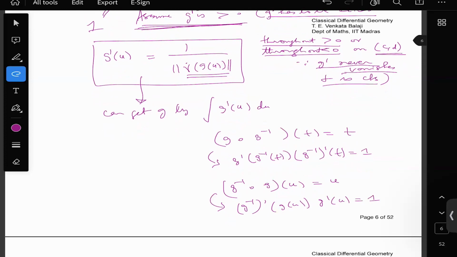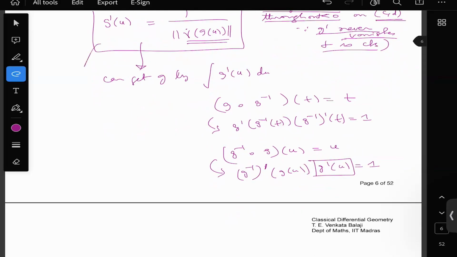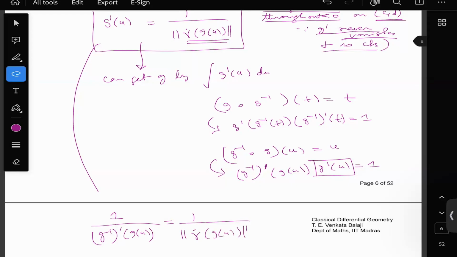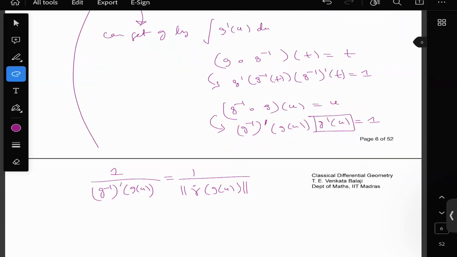So you see now what happens is, you see this g dash u is 1 by g inverse dash of g u. So I'll put it here. So what I'll get is, 1 by g inverse dash of g of u is equal to 1 by norm gamma dot of g of u. Okay, and this allows me to write it as g inverse dash of t is norm gamma dot of t, by putting t equal to g of u.